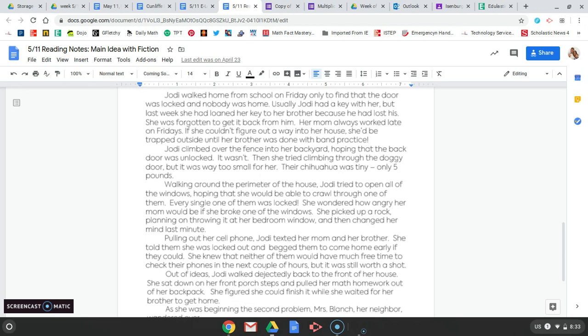All right, guys, so this really does seem to be the problem of the story, is that Jody is locked out of her house because she doesn't have her keys with her. And it seems like this is going to be a problem because there's no one else home.